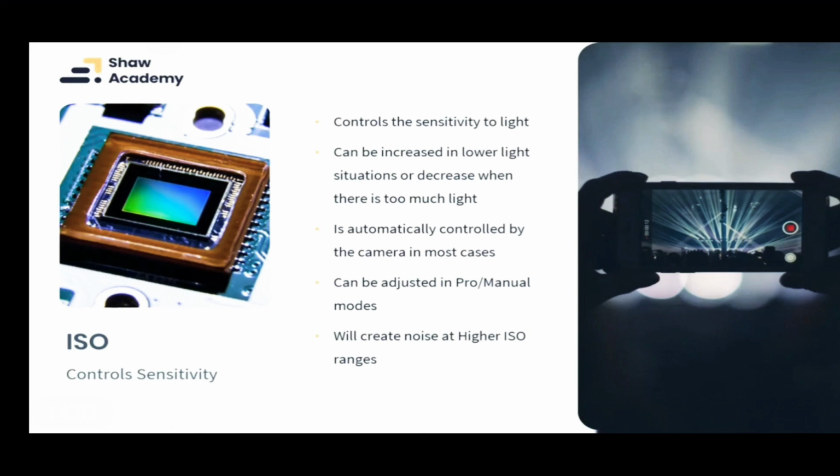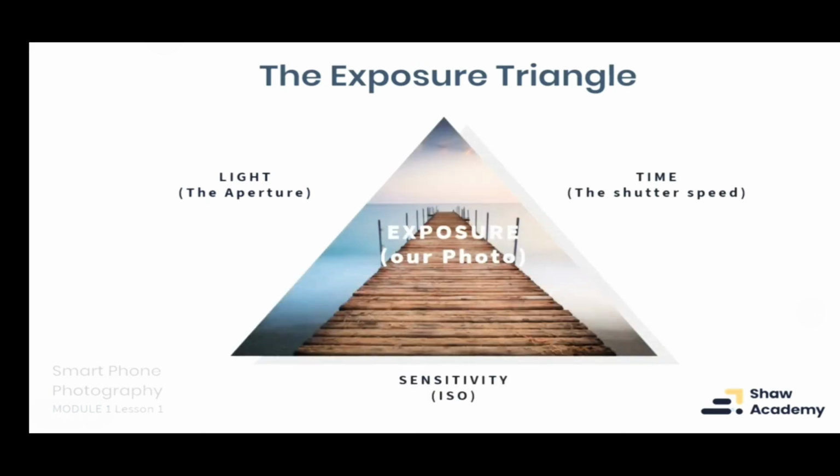So when we bring these three elements together, we have what's known as the exposure triangle, a very familiar concept within photography. We have our light, which is the aperture, we have our time, controlled by the shutter speed, and we have our sensitivity, controlled by the ISO. These three components are balanced together to give us our exposure, our photograph.